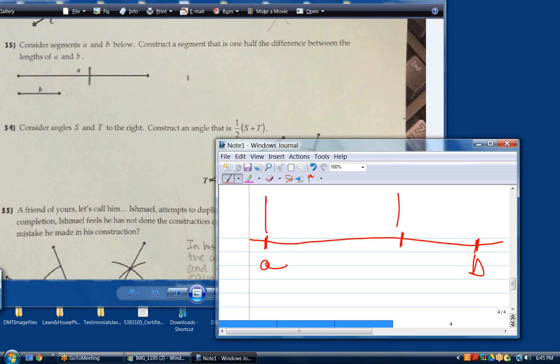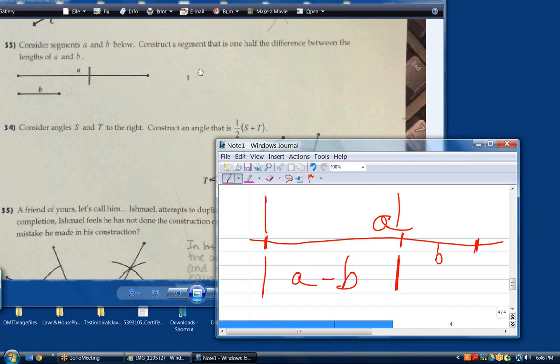I don't really mean to label this B. This is line segment A, the whole thing, and that's line segment B. Let's label it like that. So this right here is the difference between the two. Their question is construct something that is 1/2 of the difference. Well, we got the difference. That's A minus B.